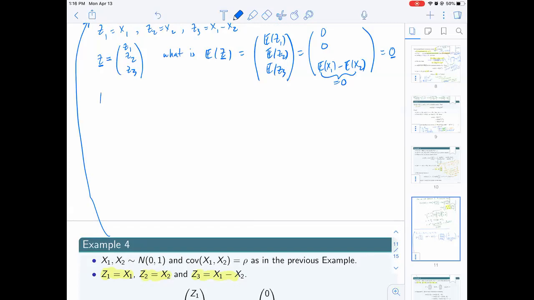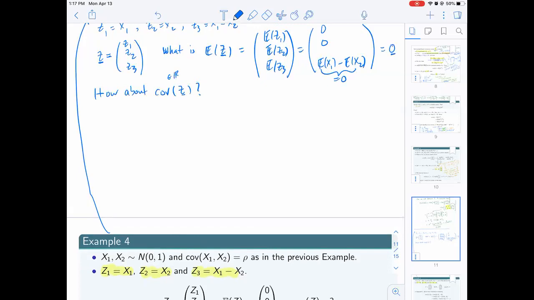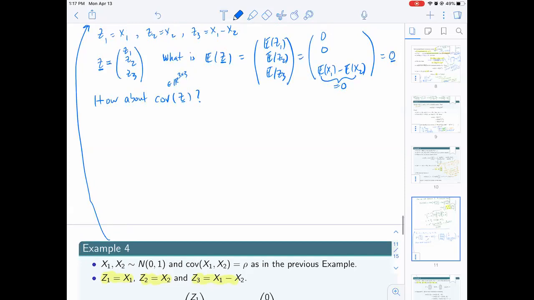So how about the covariance of Z? How do we compute covariance of Z? I think the covariance of Z is a 3 by 3 matrix. The diagonal is just the variances of Z1, Z2, Z3, and the others are covariances of Z1, Z2, Z1, Z3, and Z2, Z3. So it's a 3 by 3 matrix. The diagonals are the variances. The off diagonals are pairwise covariances. So how do we compute those?